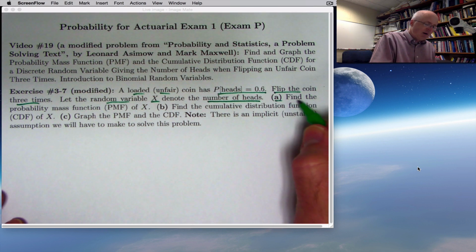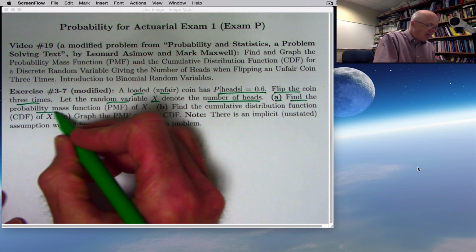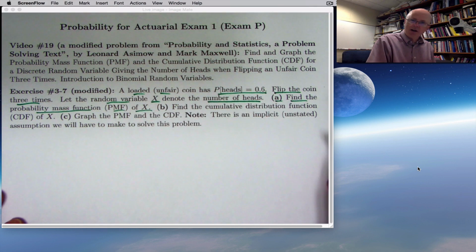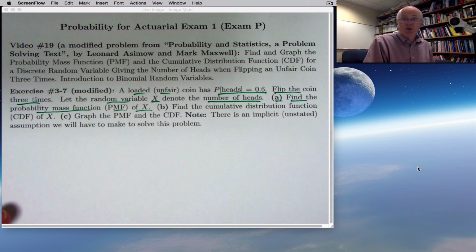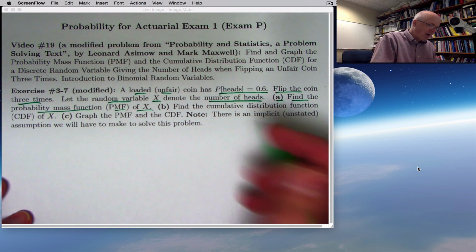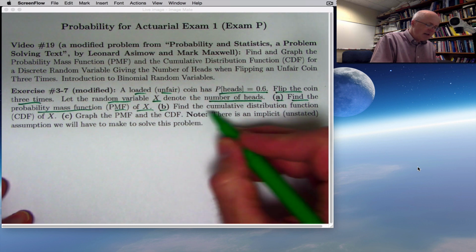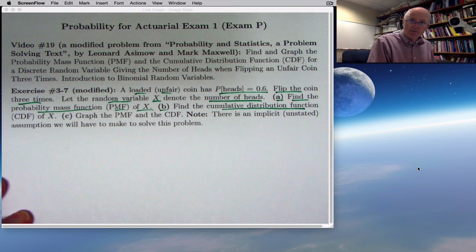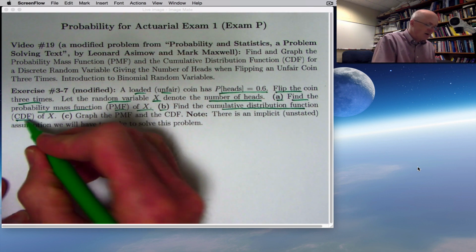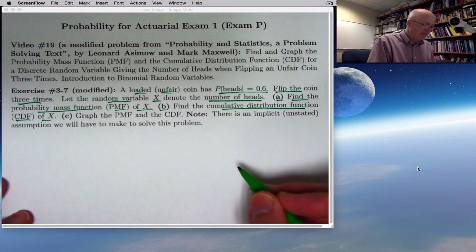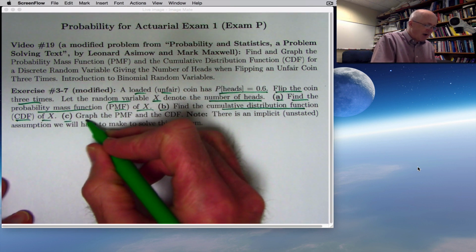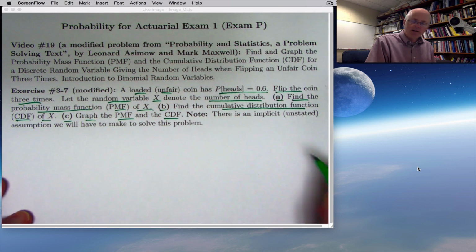Part A, I want to find the probability mass function, PMF, of X, in a sense its values, maybe even a formula for it. Part B, find the cumulative distribution function. This is something new, also called the CDF of X. Part C, we want to graph these functions, the PMF and the CDF.